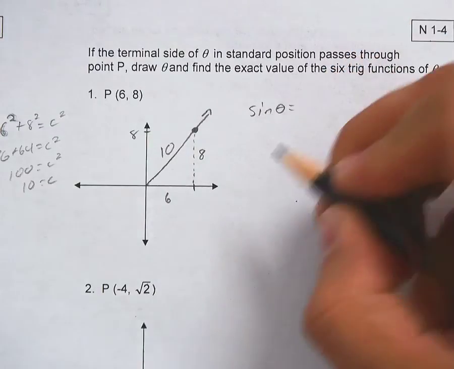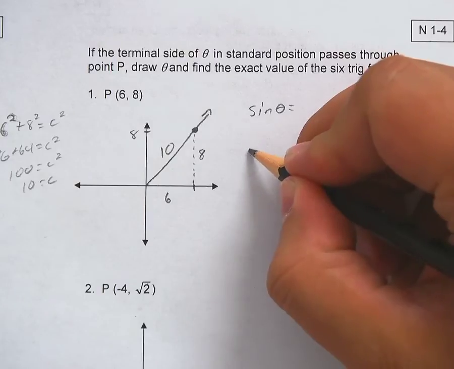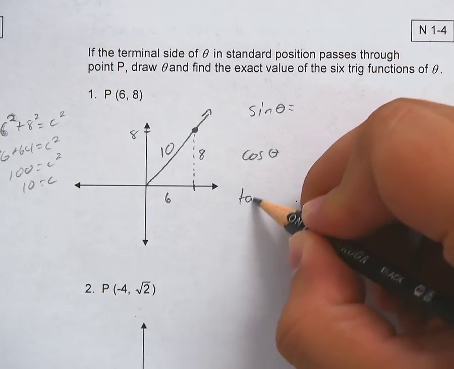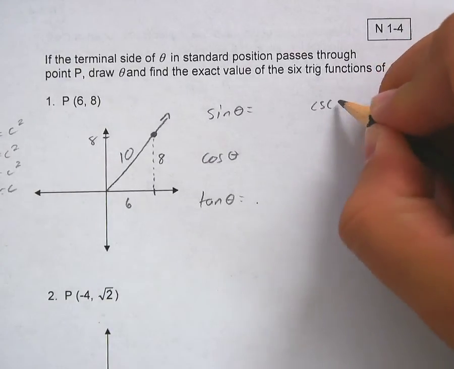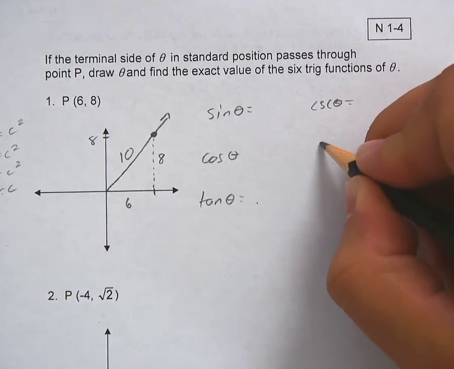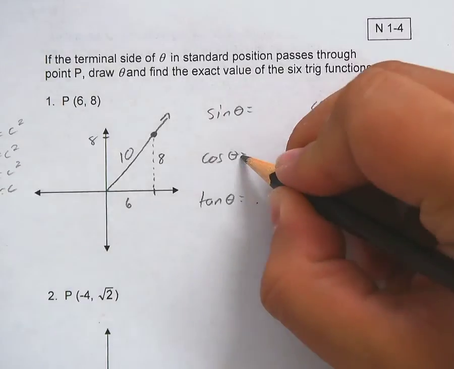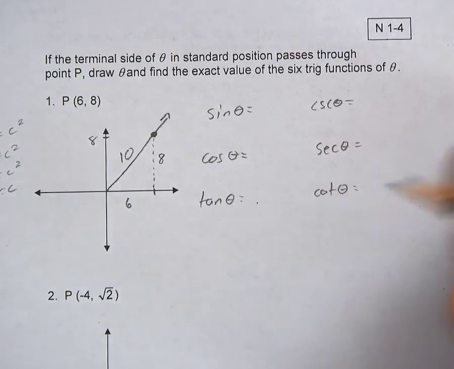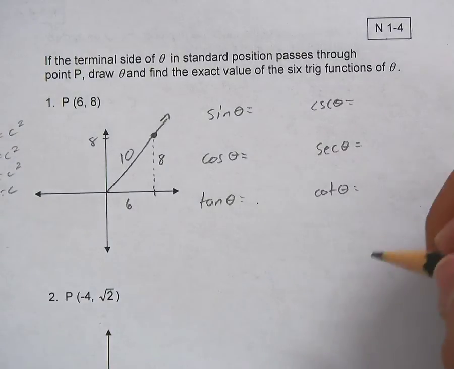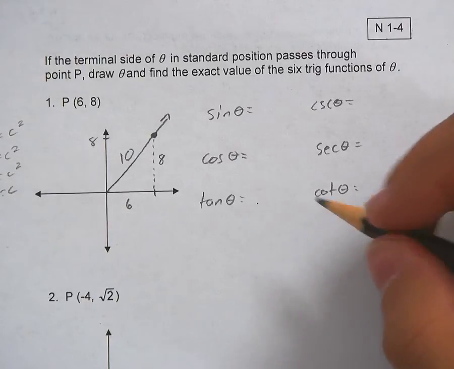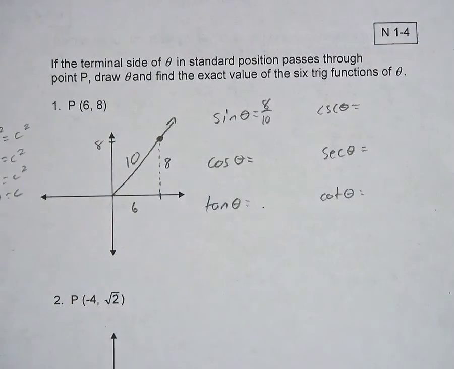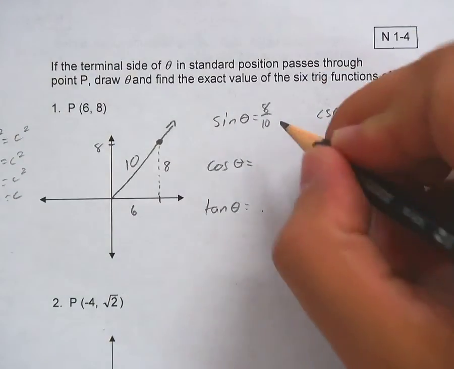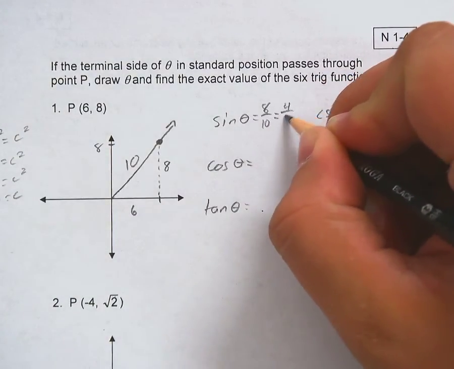Sine theta, right? Cosine theta, tan theta, cosecant theta, secant theta, and cotangent theta. So you've got sine, cosine, tangent, and so on. So sine was y over r. Y is 8 over r is 10. So we simplify that to 4 over 5.